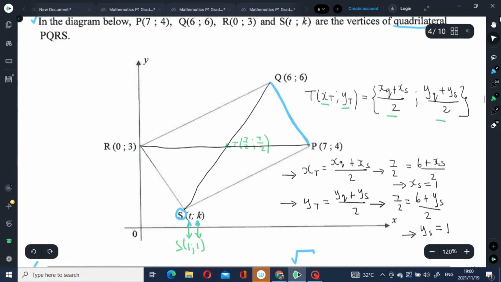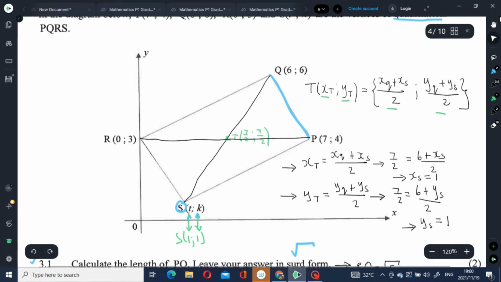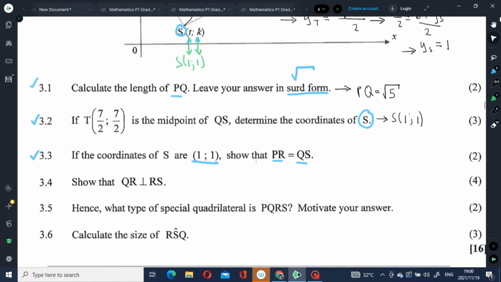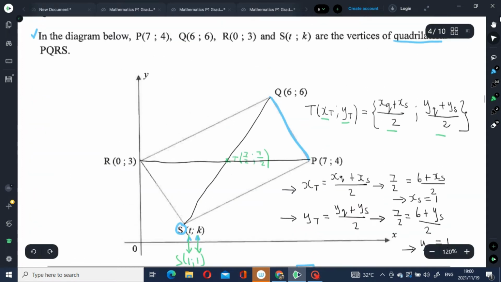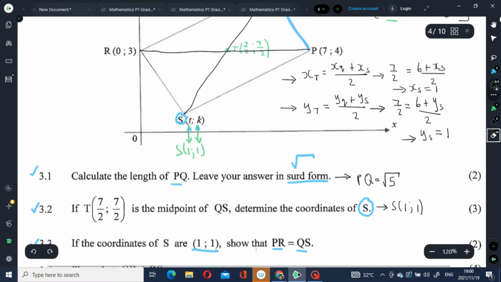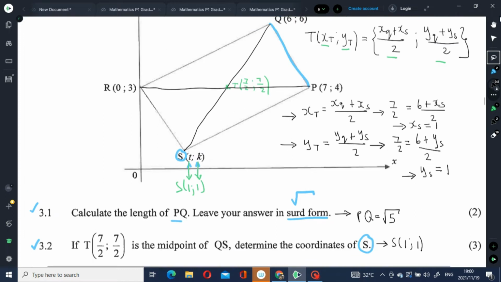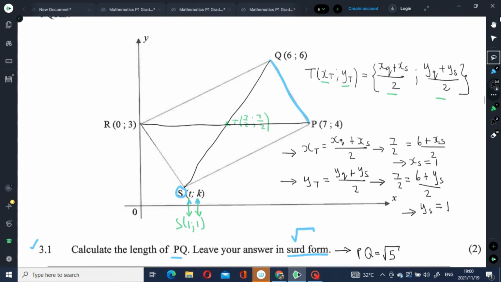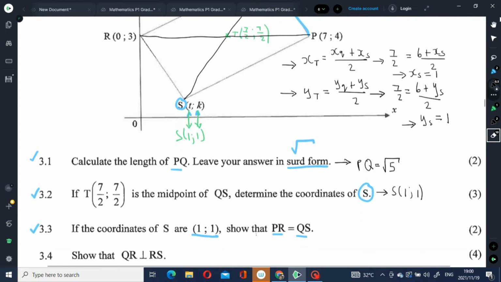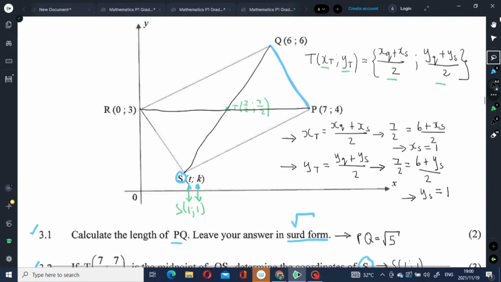The thing with the distance formula, one needs to be very cautious when applying it, because one wrong substitution can cost you all your marks. So let's find the distances, because we need to prove that the diagonals are equal in length. So let's find the distance SQ and the distance RP, and we need to prove that the diagonals are equal in length.